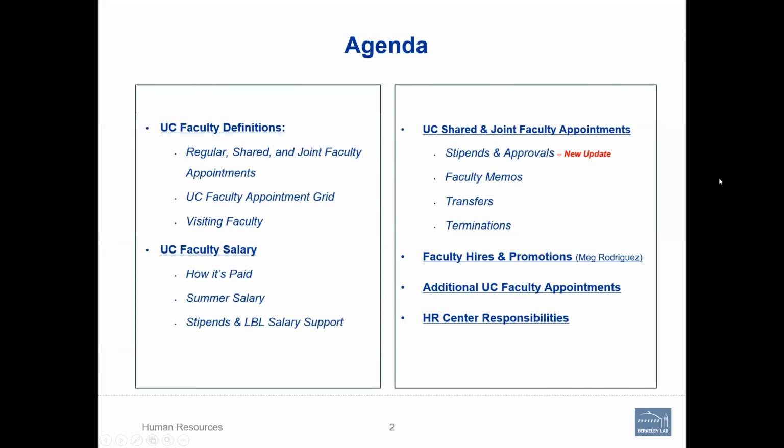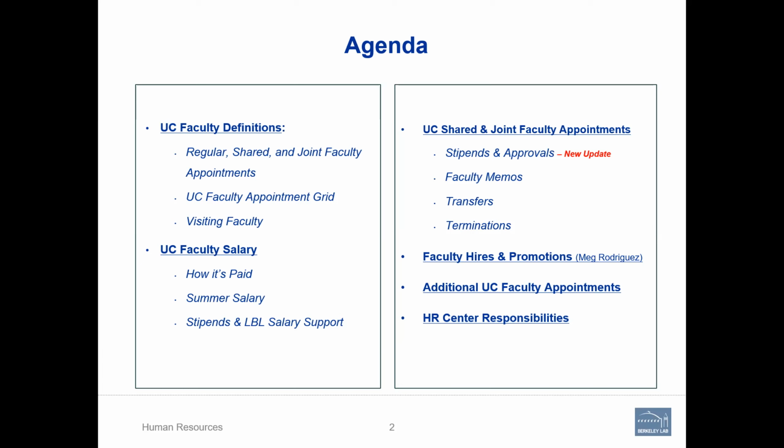Our agenda for today, like I said, we do have a lot of things to cover. I'm going to be starting off with the UC faculty definitions, which are very confusing because there are so many different ones to talk about. The three main ones are the regular, shared, and joint faculty appointments. I'm also going to share a UC faculty appointment grid with you folks. We're going to talk a little bit about visiting faculty. Those are all the faculty definitions that we're mainly going to focus on in the beginning of this presentation.